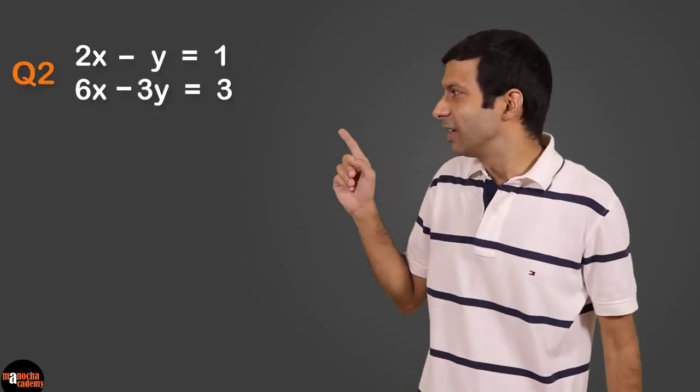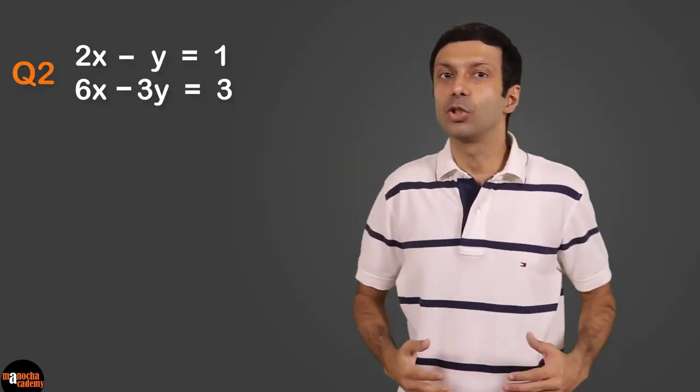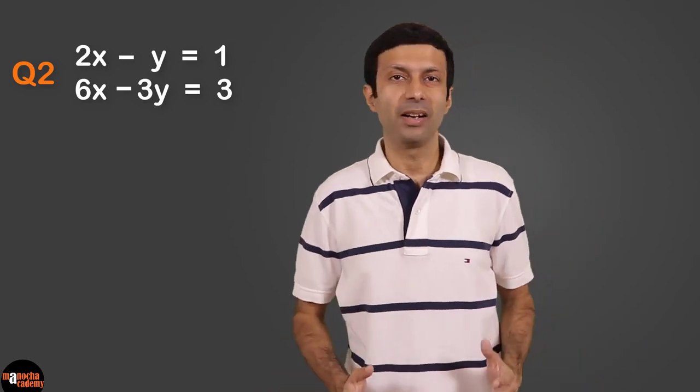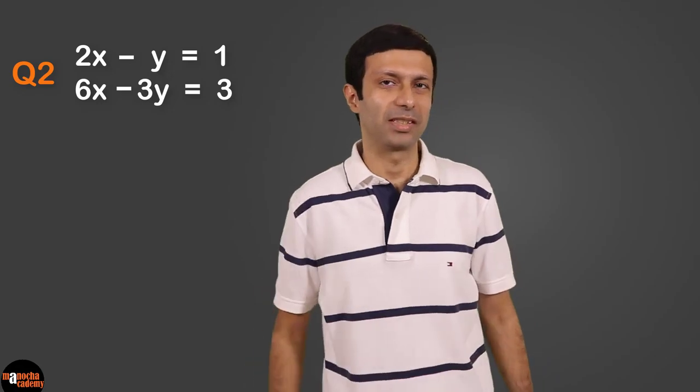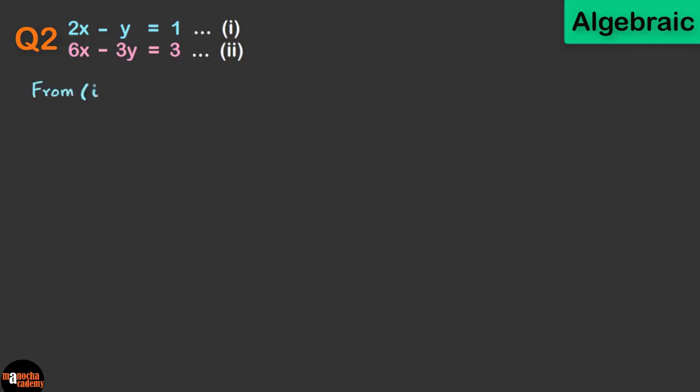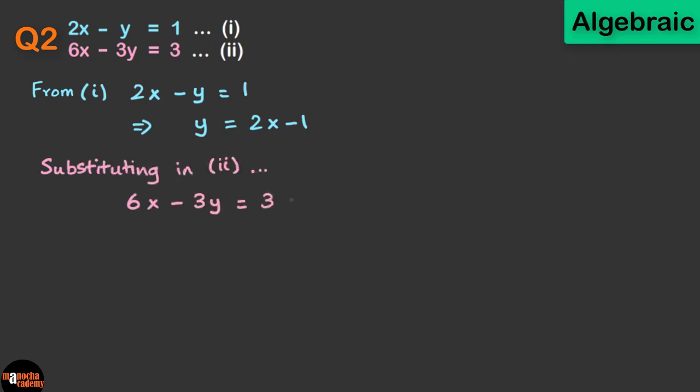Now let's look at the second question. We are going to solve this using both the algebraic and graphical method. Let's start with the algebraic method first. From equation 1, 2x minus y equal to 1, we get y equal to 2x minus 1. Now let's substitute y in equation 2.